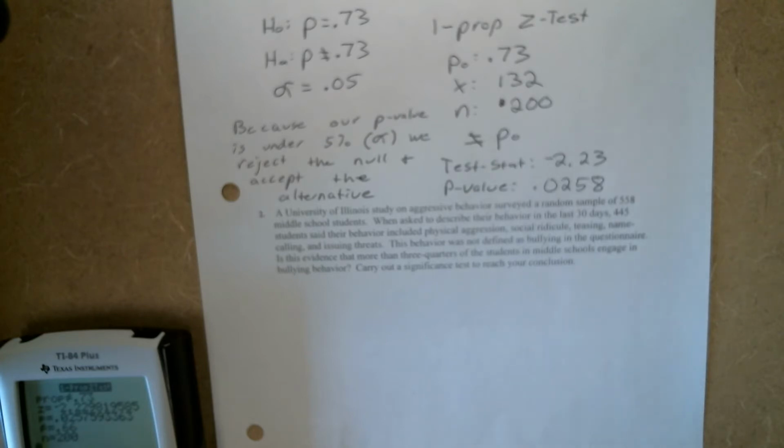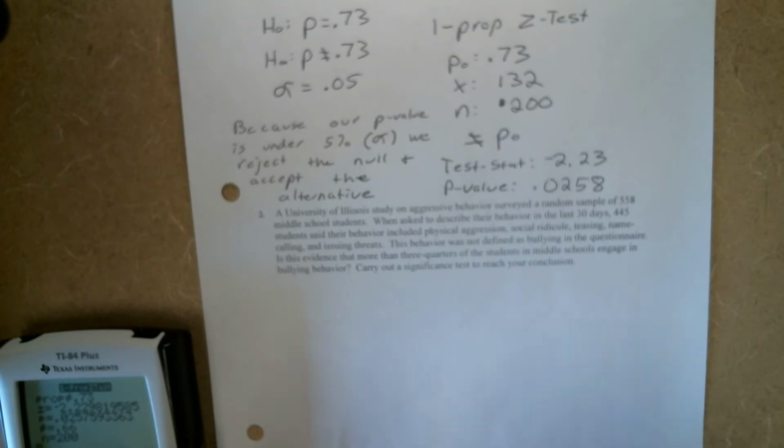This behavior was not defined as bullying in the questionnaire. Is this evidence that more than 3/4 of the students in the middle school engage in bullying behavior? So basically what this is saying is, they didn't directly ask them, do you bully? They just asked them a whole bunch of questions that are essentially bullying to see the results that they got back.